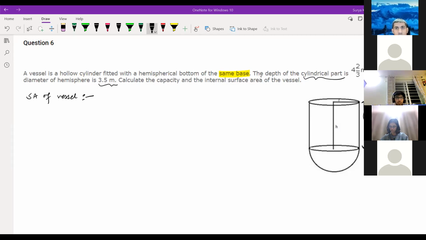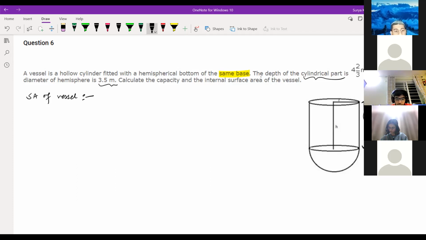Like you have seen, the cylinder inside has nothing in it, and it has a hemispherical bottom and base. You have seen something like a Katora. Yes, sir. So in this ball, below the cylinder part, one hemisphere part is there. Okay. So the depth of the cylindrical part is given as 14 by 3. It means this is the height of the cylinder.